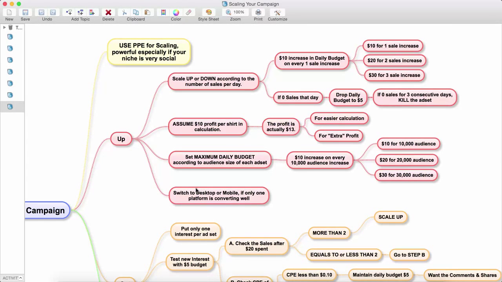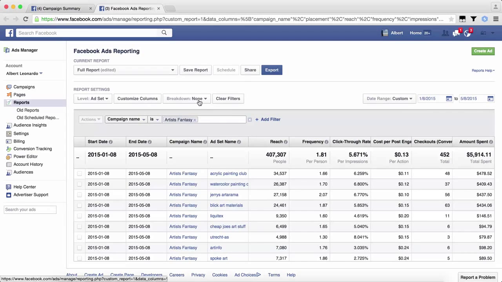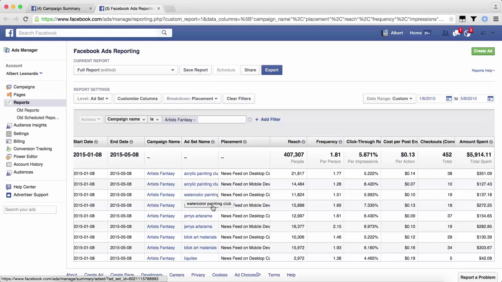Then if your ad is starting to perform slowly, before you kill it, you might want to check which platform is converting better. You can check it here on Facebook Ads Manager, and you can break down the ads into placement. Let's take this one example, watercolor painting. If we compare the desktop and mobile, there are 19 sales on desktop and 18 sales on mobile, and the amount spent for desktop is 137, which results in 19 sales, and for mobile 272 spent results in 18 sales.